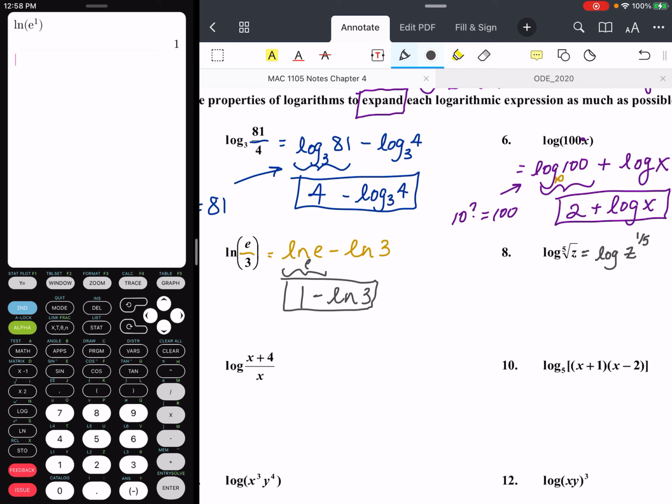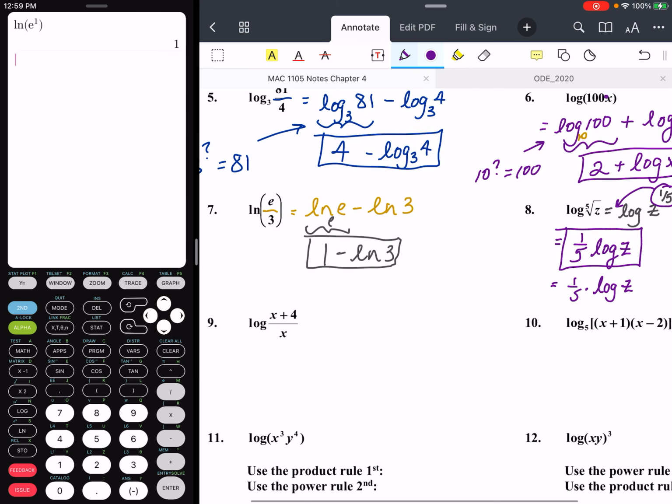Now in expanding, I'm not going to get 2 logs here, but I am going to be able to apply the power rule. So I'm going to take that power and move it out front as the coefficient. So 1/5 times the log of z. And if you want, you can write that multiplication symbol if it helps you sleep at night. So 1/5 times the log of z is fine, or just 1/5 log z. It's implied that they're multiplied together.